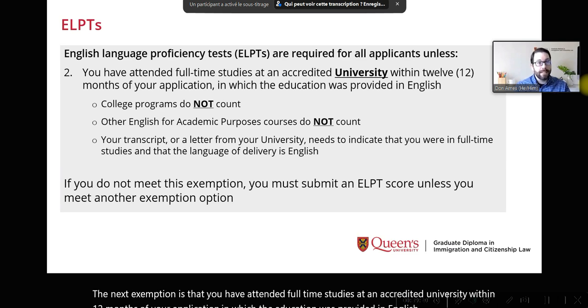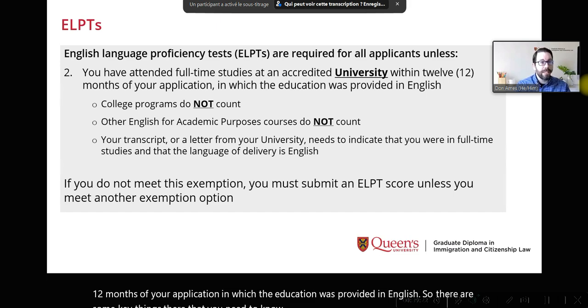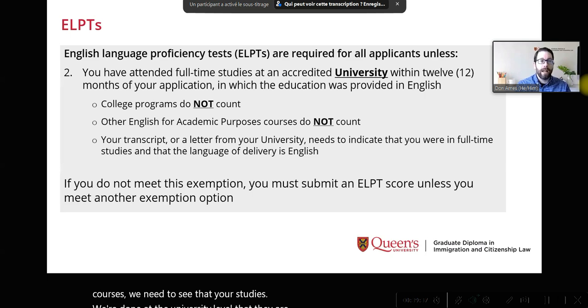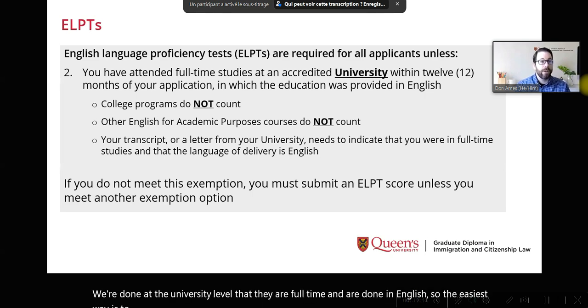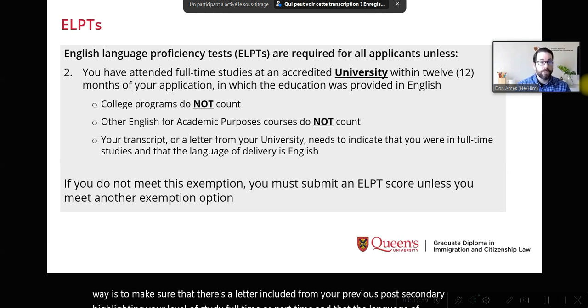So there are some key things there that you need to note. This is university studies. College programs do not count. This also doesn't count for other English for academic purposes courses. We need to see that your studies were done at the university level, that they are full-time and are done in English. So the easiest way is to make sure that there's a letter included from your previous post-secondary highlighting your level of study, full-time or part-time, and that the language of delivery was English.